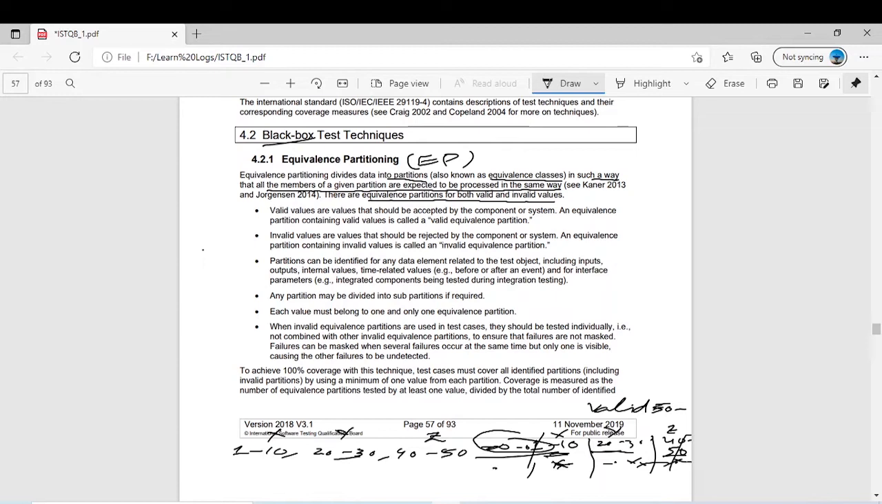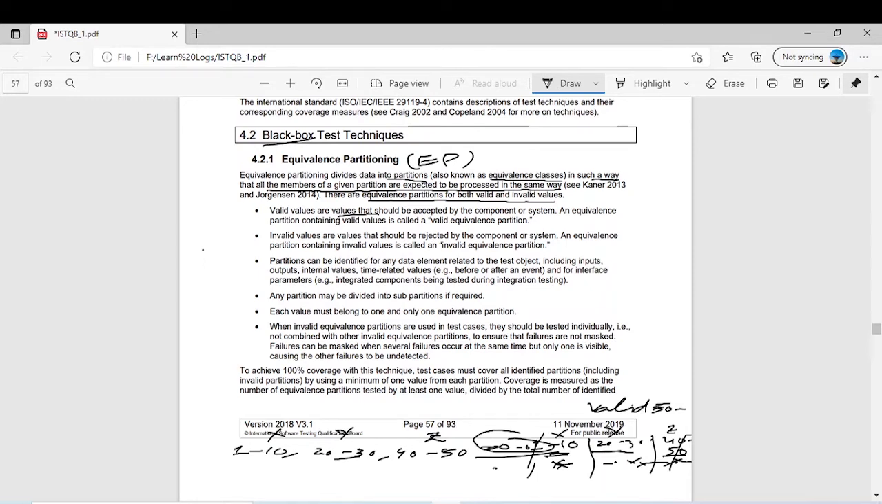There is one trick for you. If in the exam they ask you to find the minimum test cases for equivalence partitioning and it is not mentioned otherwise, then you have to do it for both valid and invalid values, but sometimes they ask to do it for valid only. So now we will go through the theory. Now you will understand in detail.